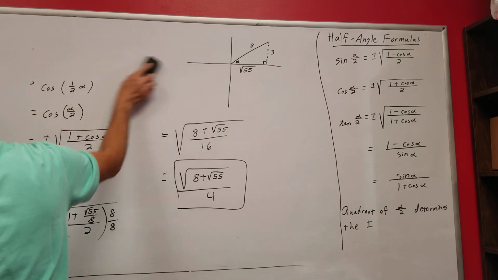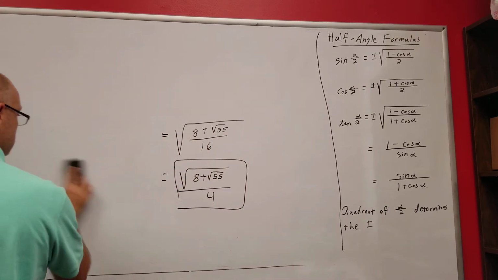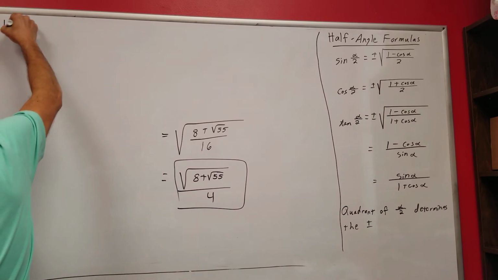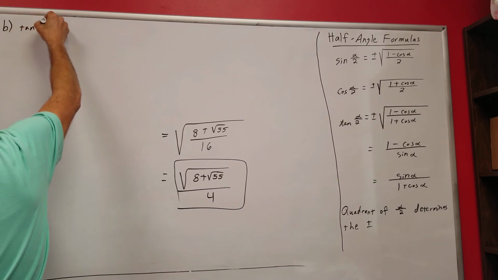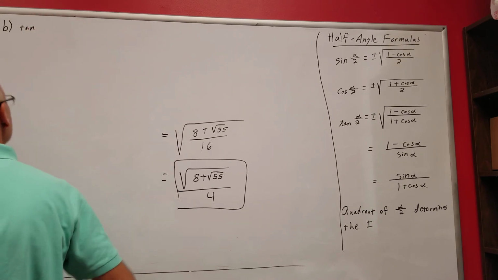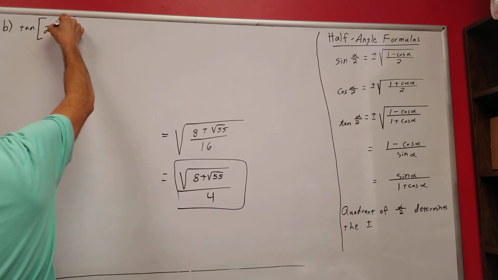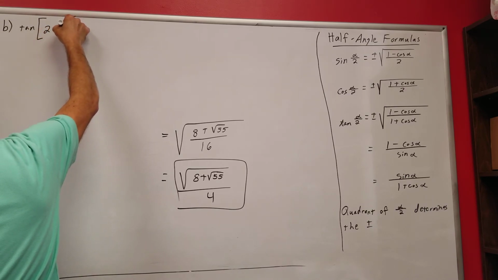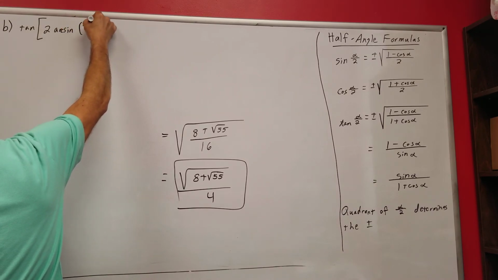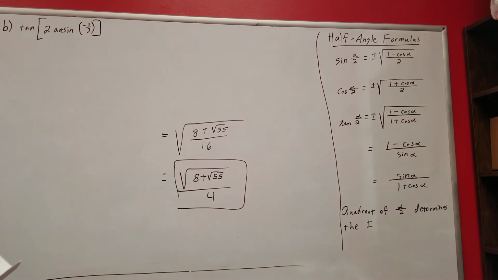Let's do part B here. All right, for part B, we have the tangent of, go ahead and write brackets this time, tangent of 2 arc sine of negative 1/3.